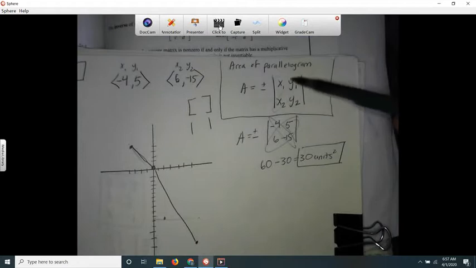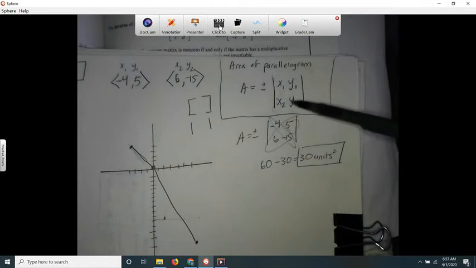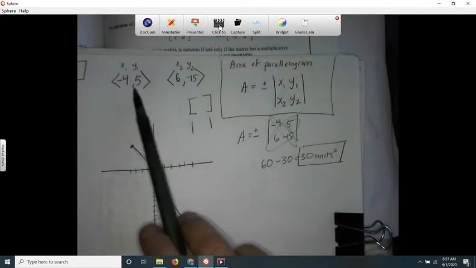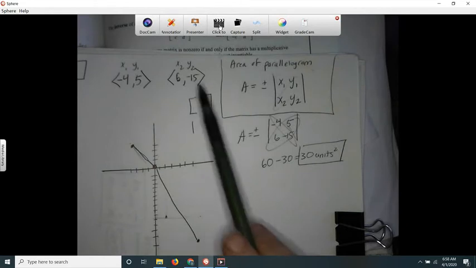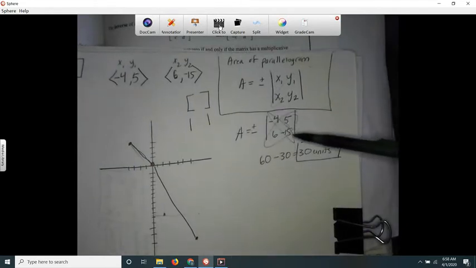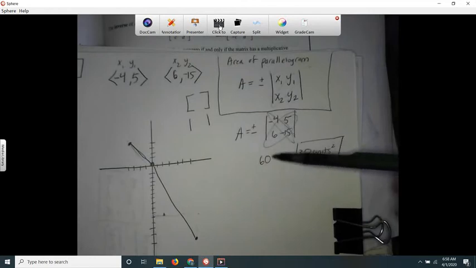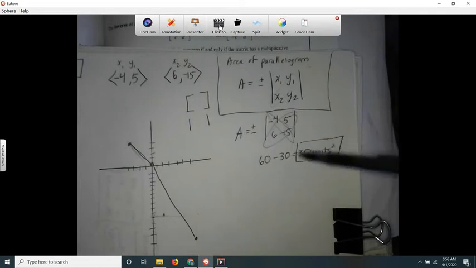So I'm going to take the determinant of a matrix that is made out of the first ordered pair, or the first vector, and the second vector. Okay, so I just threw these numbers in right here. That's x1 and y1, and I threw these numbers in right here. And then negative 4 times 15 made negative 60, minus 6 times 5, which is 30. So that's 30 square units.